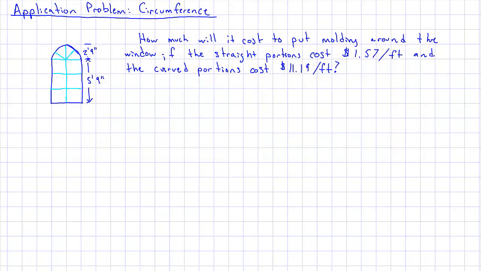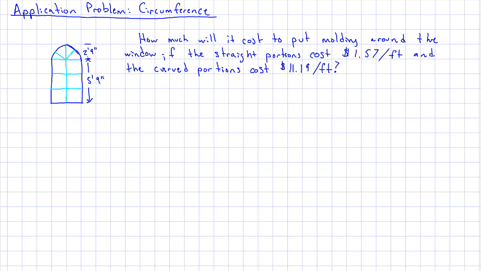Welcome. So here we're going to talk about another application problem for circumference and really just perimeter in general, because here's the problem statement. We have the window that I've drawn here. So the dark blue is the exterior of the window, and then I've drawn in the window panes in a light blue color. And the question is, how much will it cost to put molding around the window if the straight portions of molding cost $1.57 per foot and the curved portions cost $11.19 per foot? So we need to consider the perimeter of this, and then we need to multiply that by the cost per foot to get a final cost in dollars.